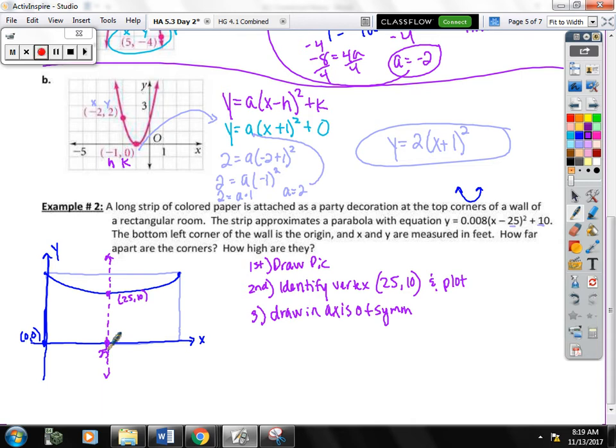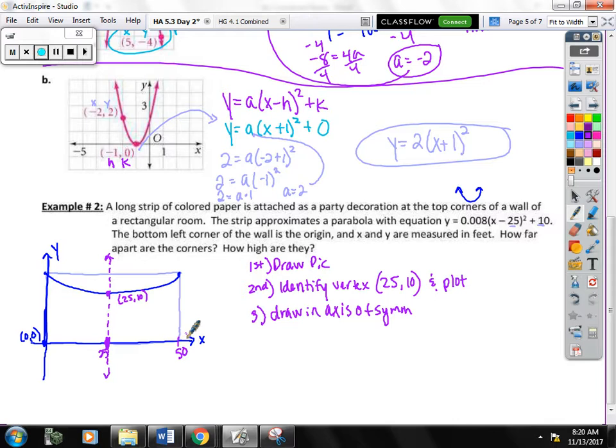Because if this, let's not put a point there, let's just put a little marking. If this is 25 and this is 0, what does this have to be? 50. Because we know that anywhere on the parabola they have to be symmetric. So anytime you have the vertex, you might want to come down to the x-axis and label that this has to be 25 units from 0, which then makes that 50.